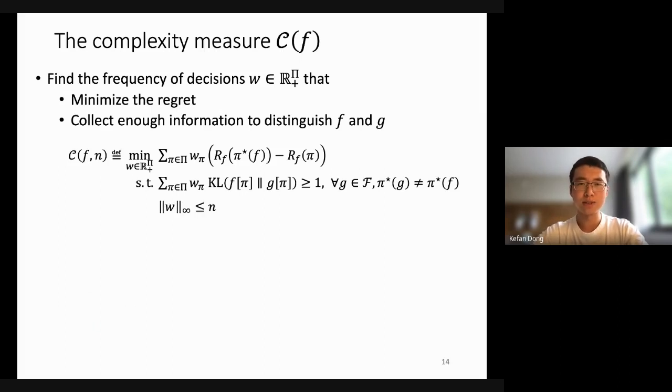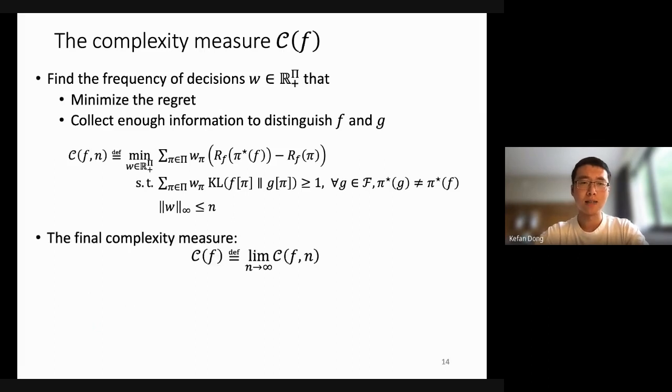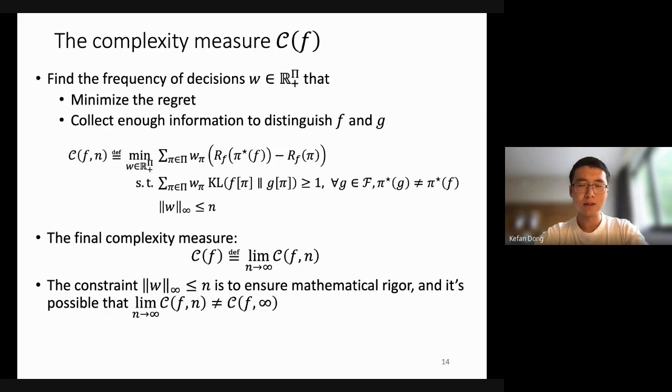And we also introduced this technical constraint here, saying that the frequency should be at most n. And then our final complexity measure, C of f, is defined to be the limit of this optimization problem, C of f and n, when n approaches infinity. Okay, so the main difference between our complexity measure and the complexity measure in prior work is that we add this constraint that the frequency is smaller than n.